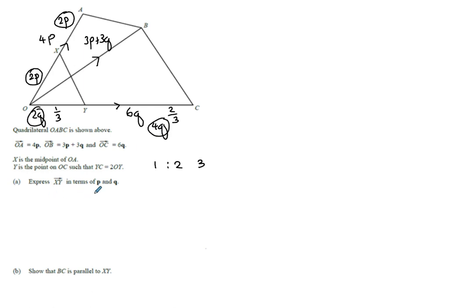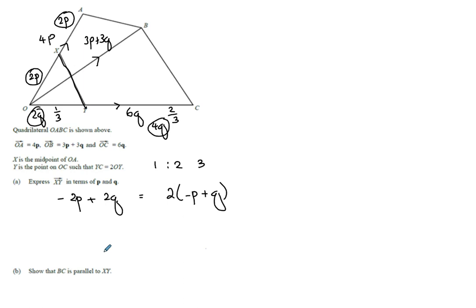Express XY in terms of p and q. Okay, so we're looking for XY. Okay, which direction shall we go? We can go there and then there. Okay, so remember that arrow is going that way, so we're actually going minus 2p, and then we're at O, and then we're going that direction, so plus 2q. Okay, yeah, and we'll just factorize, so we've got minus p plus q.